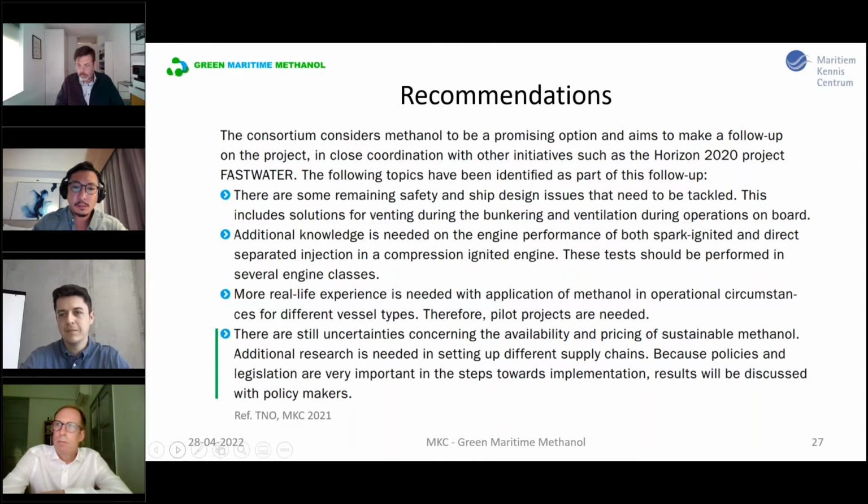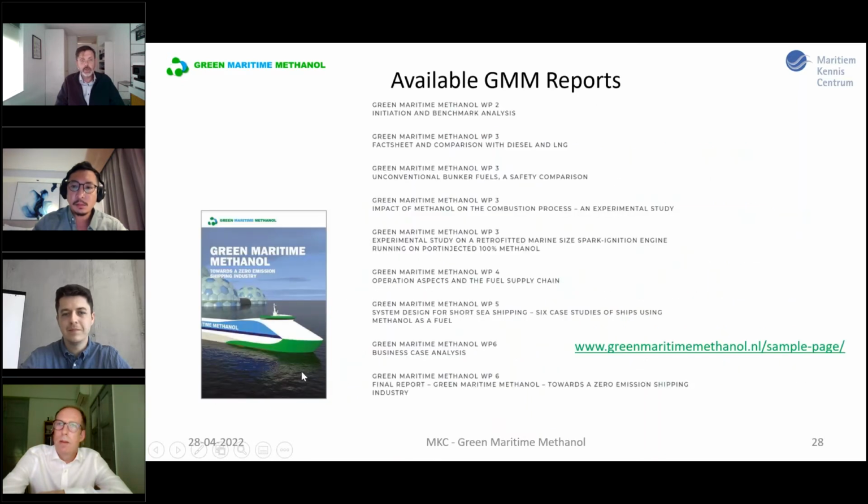I have one slide still, Tim, and that is the reports. Just like Lloyd's Register, we made all the reports available for everybody to look at. On the bottom, you see the work package 6, the final report. So if you don't have time to read all the reports, you can take the last one and have a concise summary. But you see the link on the slide as well. There you can download the reports if you want to. So thank you for your attention. And I would like to give the word, I think, to Felix.